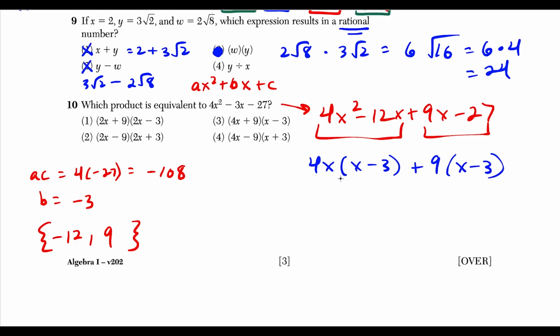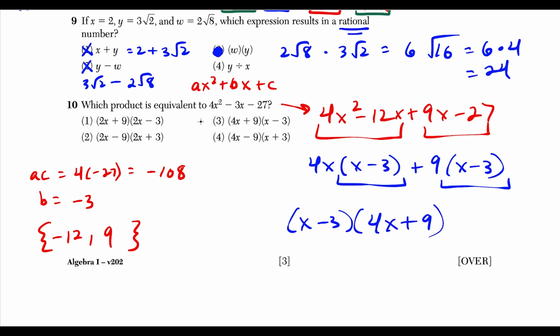You know you're doing this process correctly if the leftover factors match. Otherwise, if they don't match, then you got to try factoring again. So we've got x minus 3, and we're left with 4x plus 9. And now 4x plus 9 times x minus 3 corresponds to choice 3.